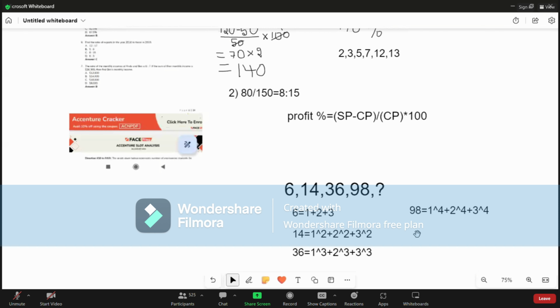116. Okay, so now we have to find what is 1 to the power 5 plus 2 to the power 5 plus 3 to the power 5. If we find this, it is 1 plus 2 to the power 5 is 32 plus 3 to the power 5 is 243. This is 243 plus 32 is 275, and then it is going to be 276. So as I have mentioned, there is some issue with the question, that is, in minus 6, it is plus 6.